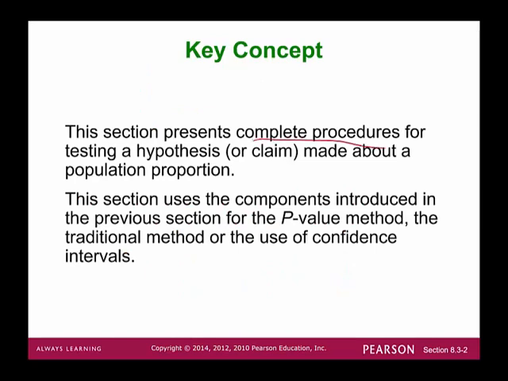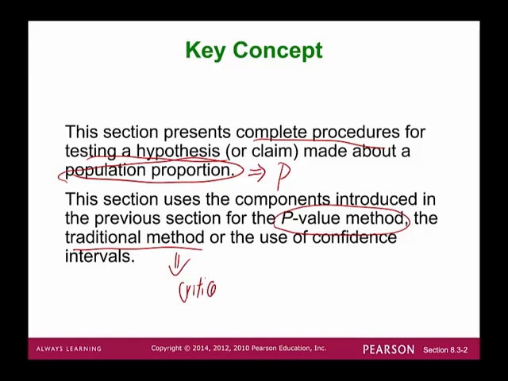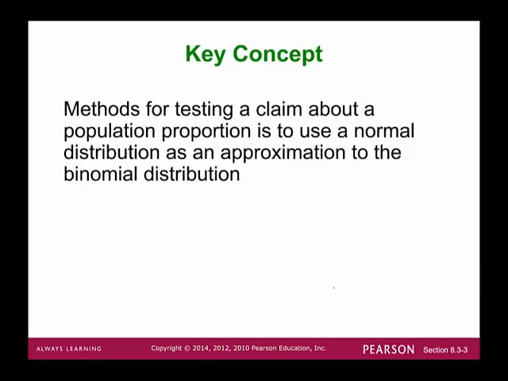So we're going to go over the complete procedure for testing hypotheses made about the population proportion P. We use the components introduced in the previous section for the p-value method and also the critical value method. The traditional method is the critical value method. These are methods for testing a claim about population proportions, using the normal distribution as an approximation to the binomial distribution.